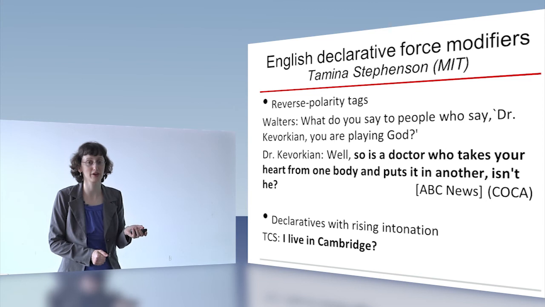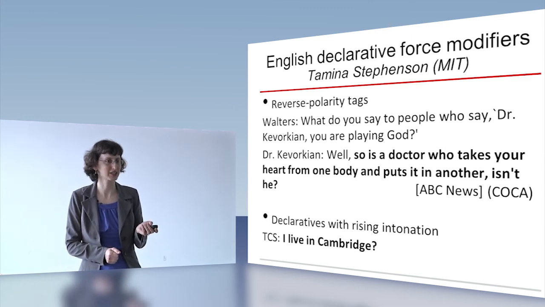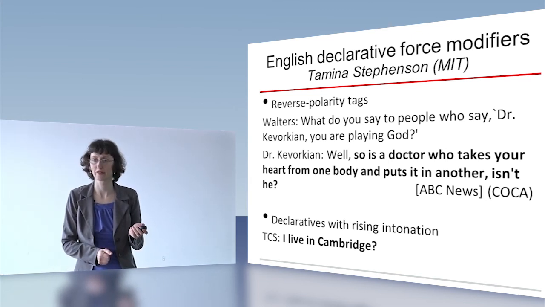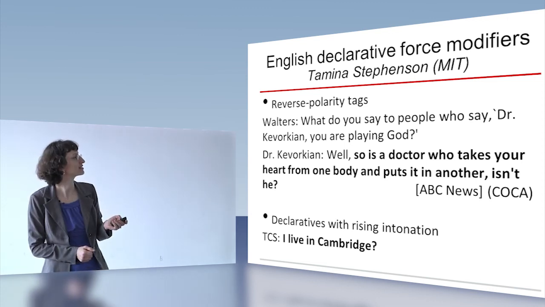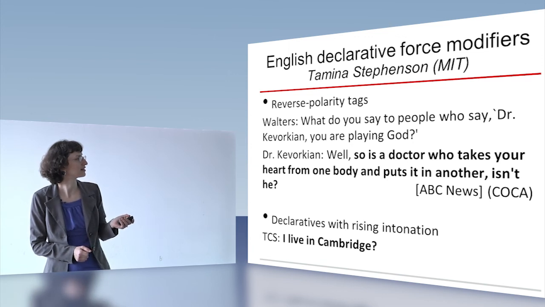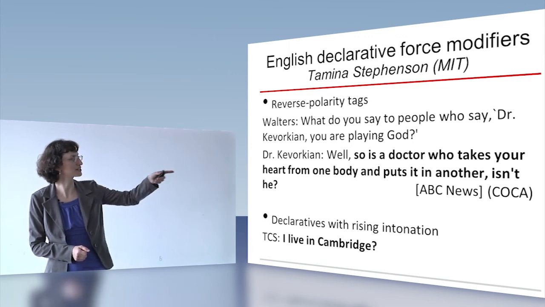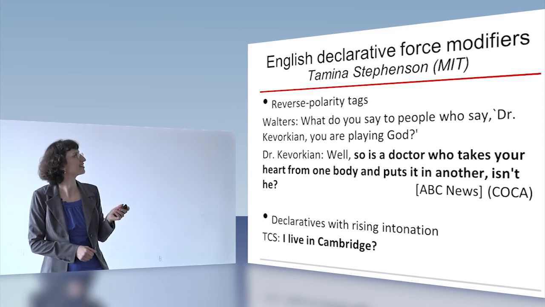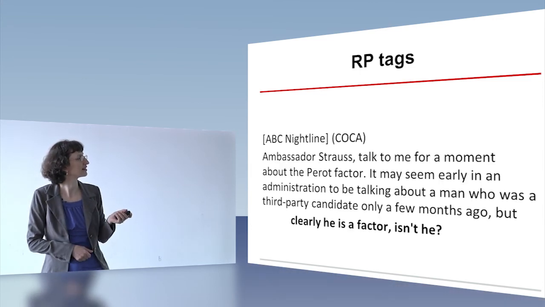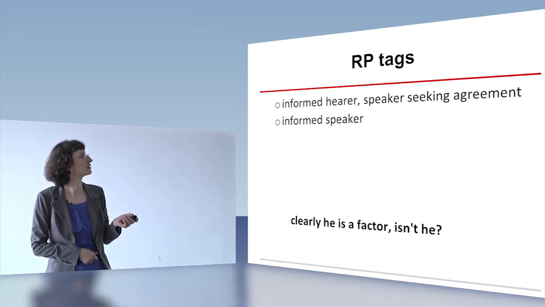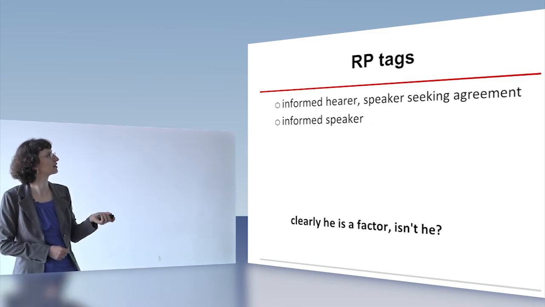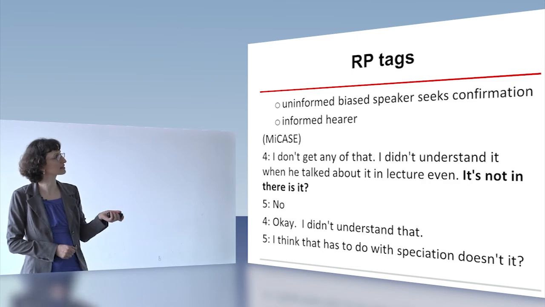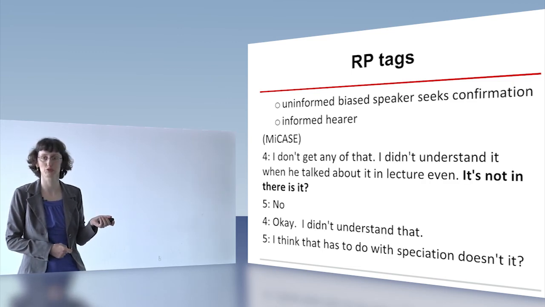Okay, another payoff is that actually, I'm going to just give you a preview. Reverse polarity tags work exactly the same way. Okay, so, right? And very differently from rising intonation. Okay. So you get all these contexts where RP tags are okay, right? Informed hearer, a speaker seeking agreement, also somewhat informed speaker. Or uninformed bias, speaker seeking confirmation, and informed hearer.